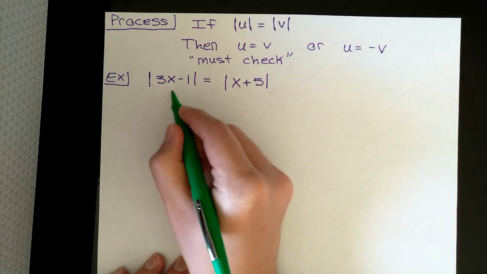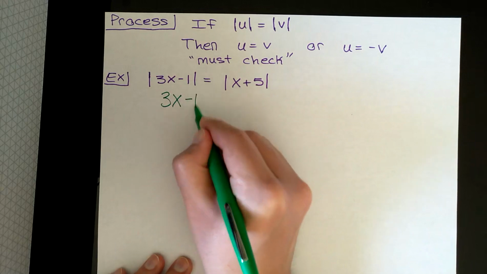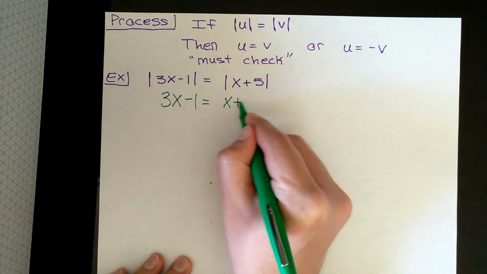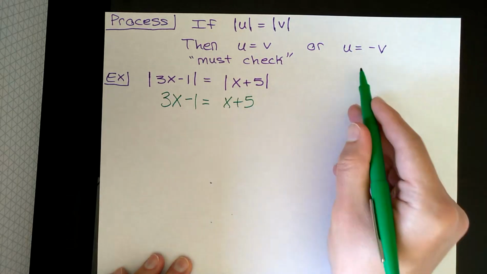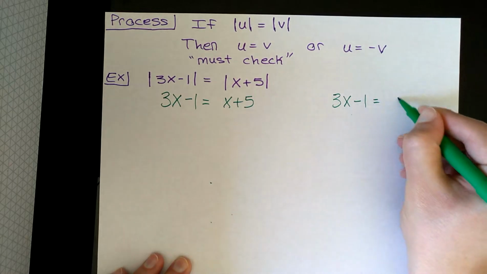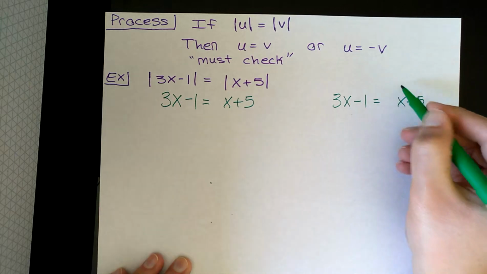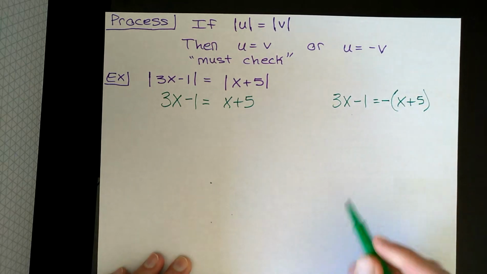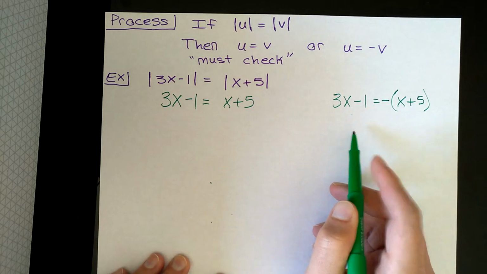Alright, so trying this together, our first statement says remove the absolute values, 3x minus 1 and x plus 5, and set them equal to each other. The second statement says remove the absolute values again, but this time make the right side negative. Now we solve both of these equations and then check.